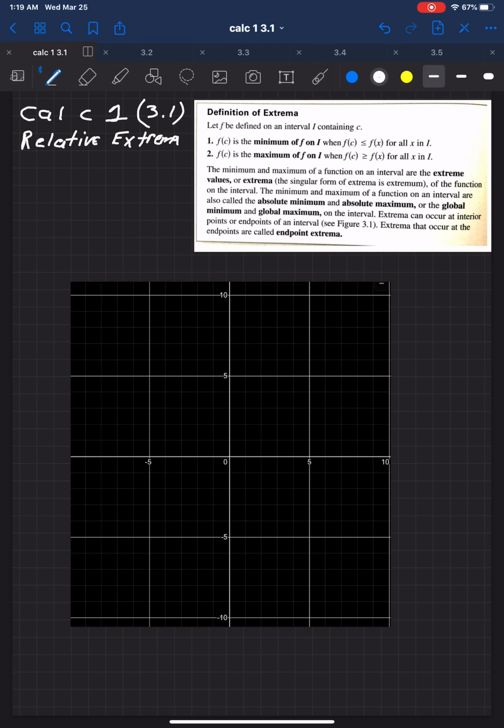My calc babies, you are in chapter 3, section 3.1, and the topic of this first section is the idea of relative extrema.